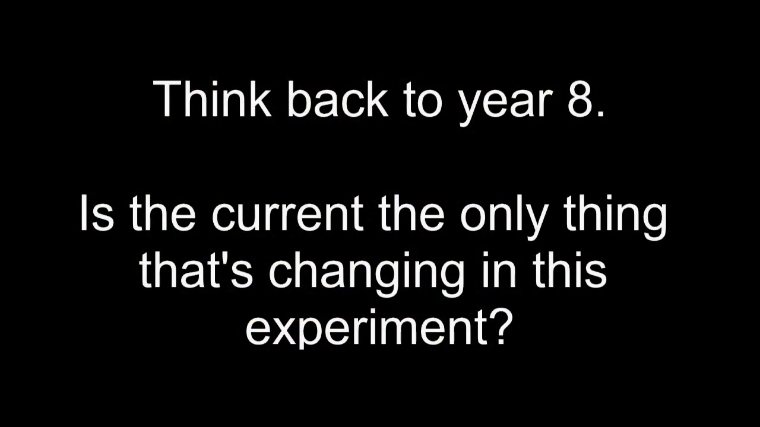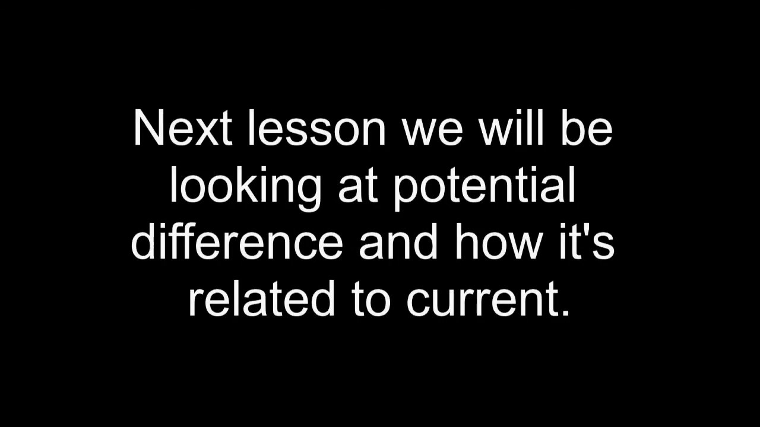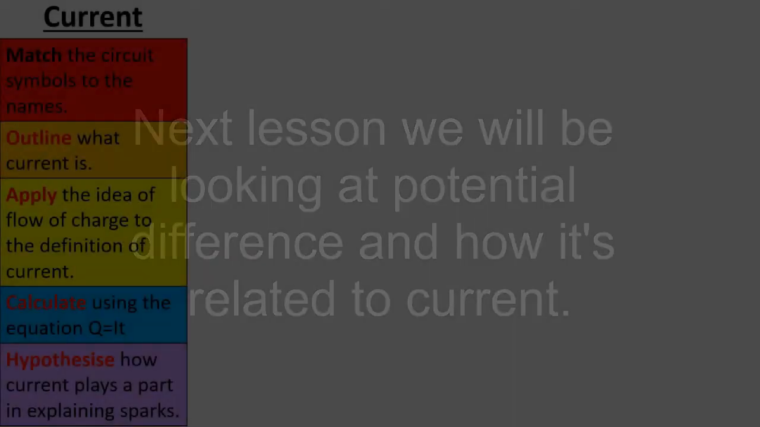Now, think back to year 8. Is the current the only thing that's changing in this experiment? What else might be changing? Next lesson, we'll be taking a look at potential difference and how it's related to current. You'll find out that in order to describe what's happening to the bulb, you need to know about both the current and the potential difference.